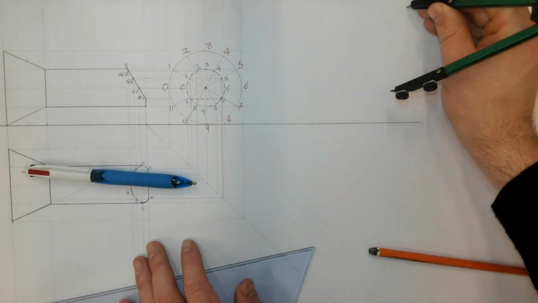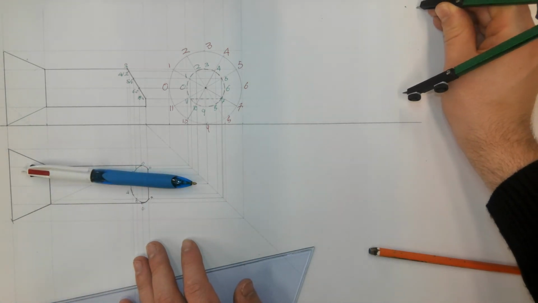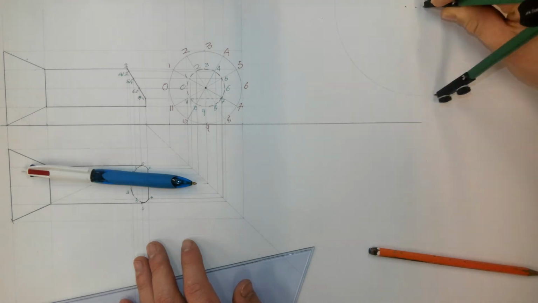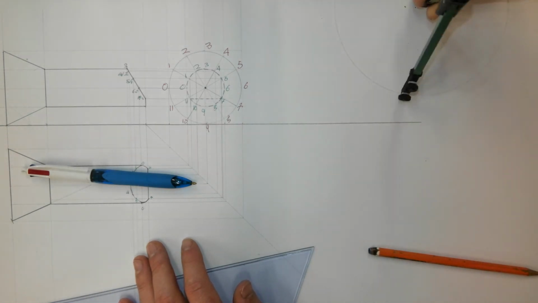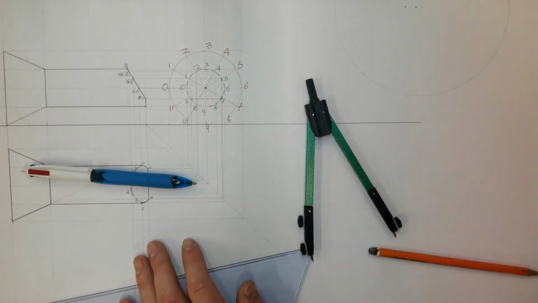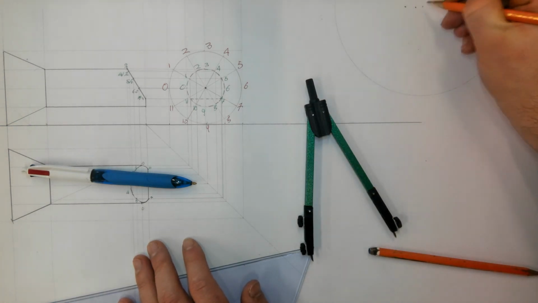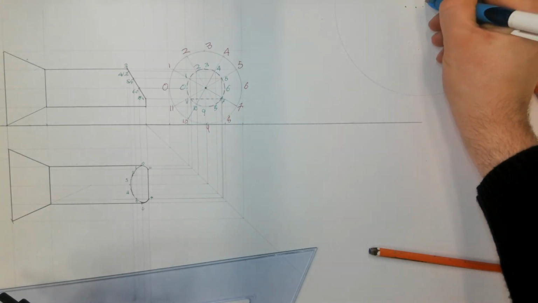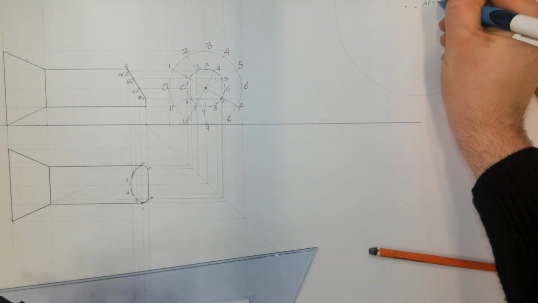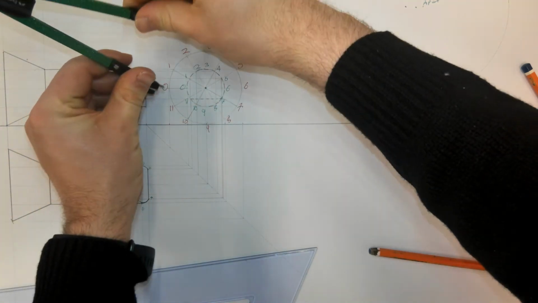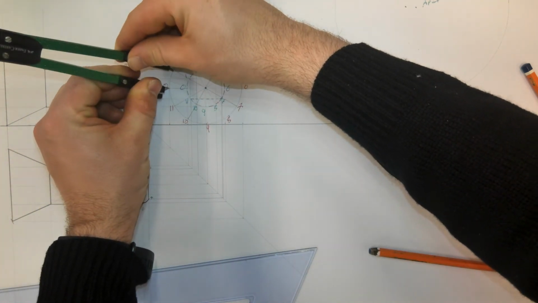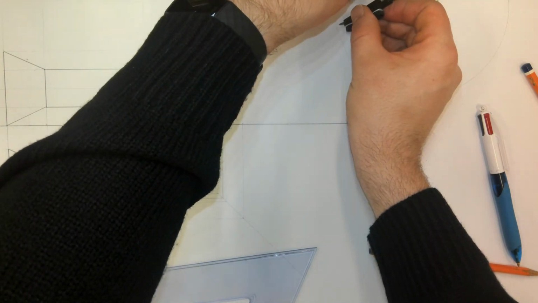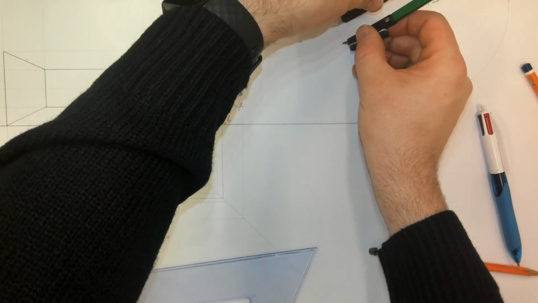Okay. I'm going to swing an arc here. I really need to sharpen that. Now, this is our apex. So I'm going to take my compass now. I'm going to set it there between 0 and 1. I'm going to lift my compass and start wherever I want on the arc. And I'm going to mark that around.